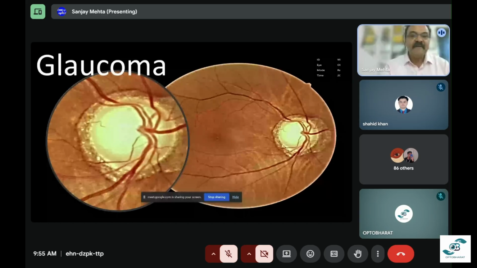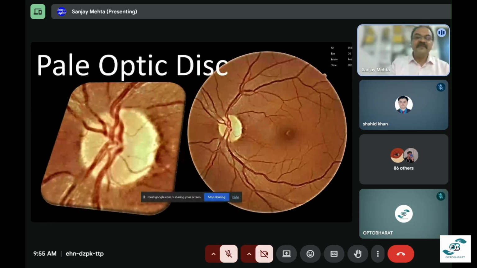Now, one more patient came. She must be in her mid 50s, and if you see her macula, it is just like any young person's macula. You can see the yellow reflex also. But what struck me was such a pale optic disc. So when I asked her history, I said, "What is it?"